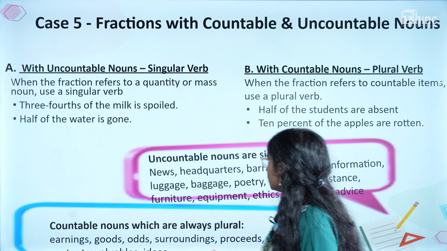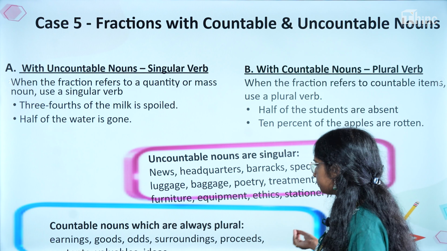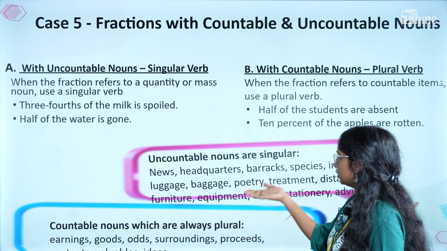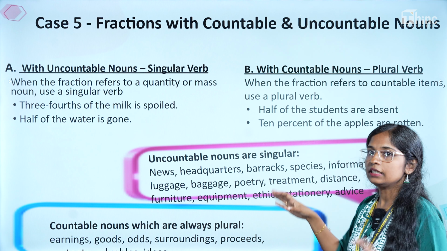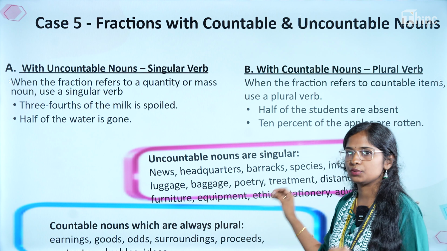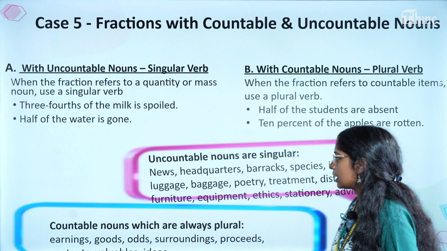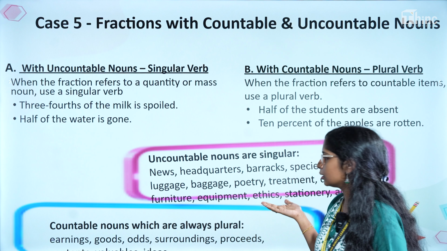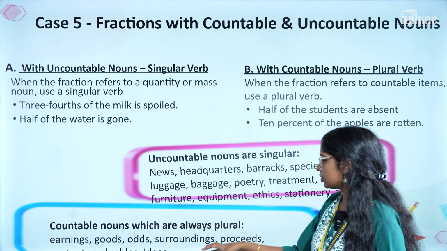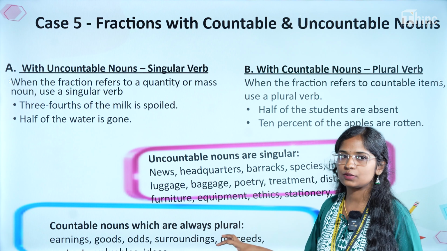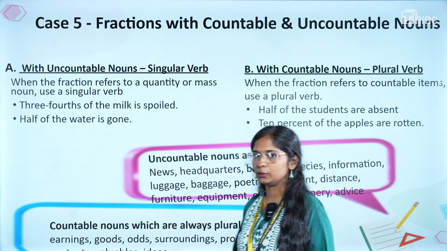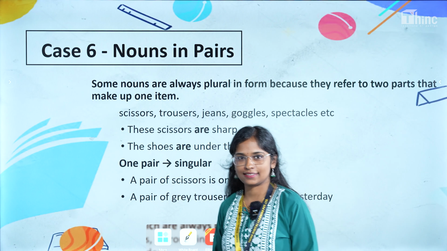And some nouns are singular. News, headquarters, barracks, species. These kinds of words always use the singular verb. Then there are countable nouns which are always plural. Goods, odds, surroundings, proceeds. These words are considered plural. Let us look at the next case.